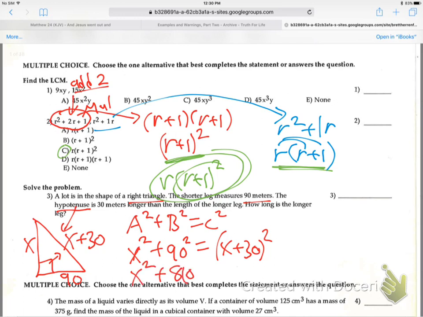90 squared is 8100. On the other side, square the x, square the 30. Like that. Wrong. But I see that all the time. That is not that. No, no, no, no, no.